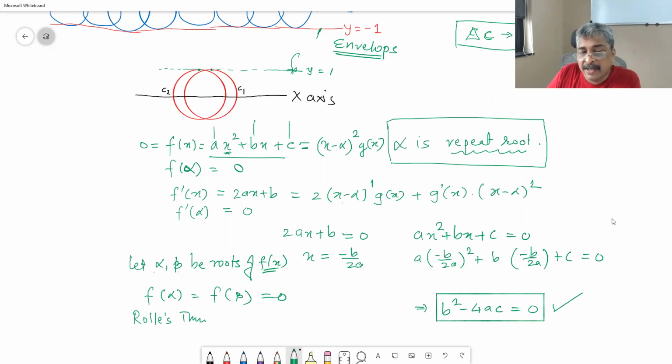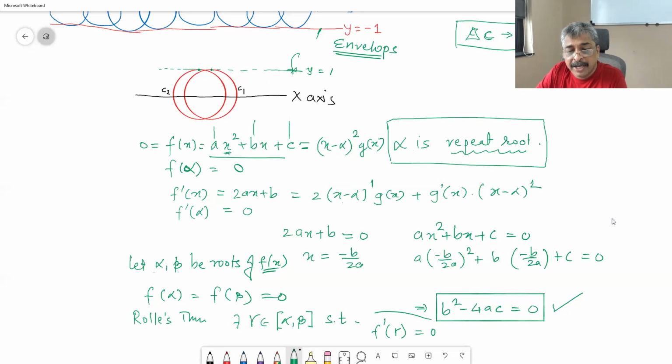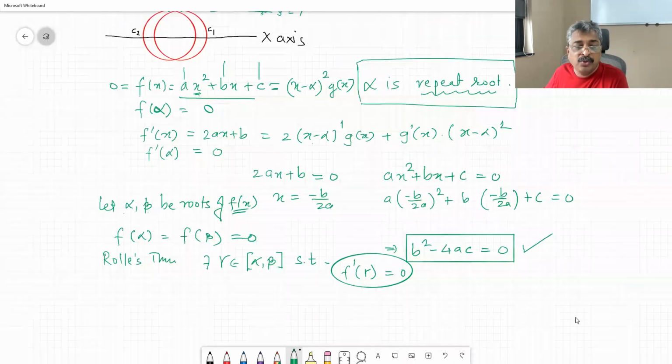Rolle's theorem will say that there exists some gamma belonging to (alpha, beta) such that f dash of gamma is equal to 0. That is what we will get eventually by applying Rolle's theorem. I am just showing you one more way of doing it.